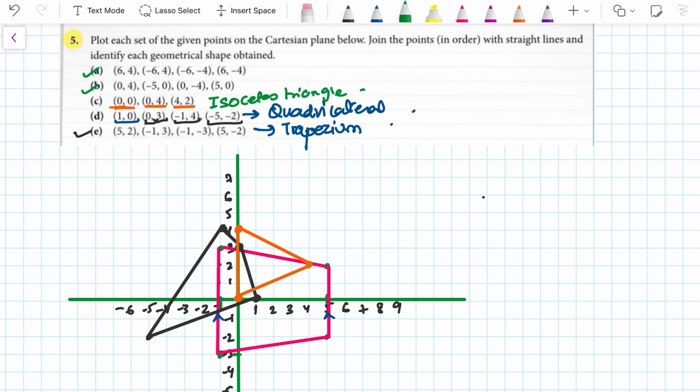In this particular video, we've only discussed how to plot the coordinates on the graph and from the graph how to read the coordinates. And we've done a couple of practice questions associated with it.